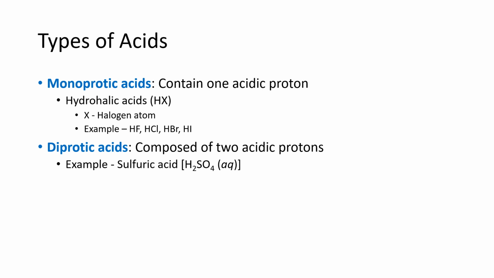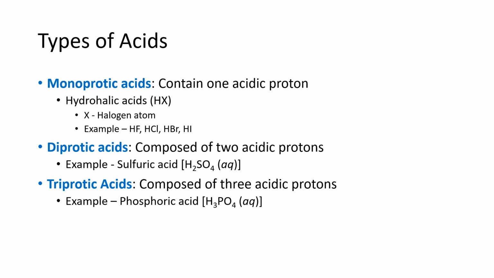Sulfuric acid is an example of a diprotic acid. As you can imagine, triprotic acids are composed of 3 acidic protons. This means that up to 3 protons can be donated under the right conditions. Phosphoric acid is an example of a triprotic acid.